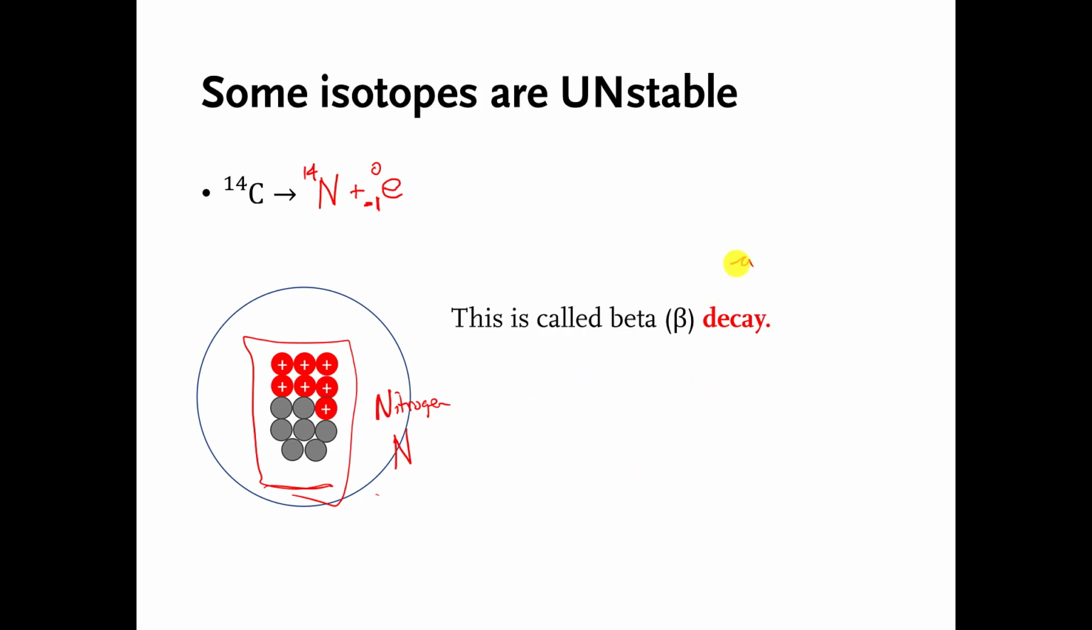Now, I don't really care that you know what beta decay is, or alpha decay, or gamma decay, but the names are going to come up because you can put them into categories, but you're not going to be tested on that. Okay, a couple other things.